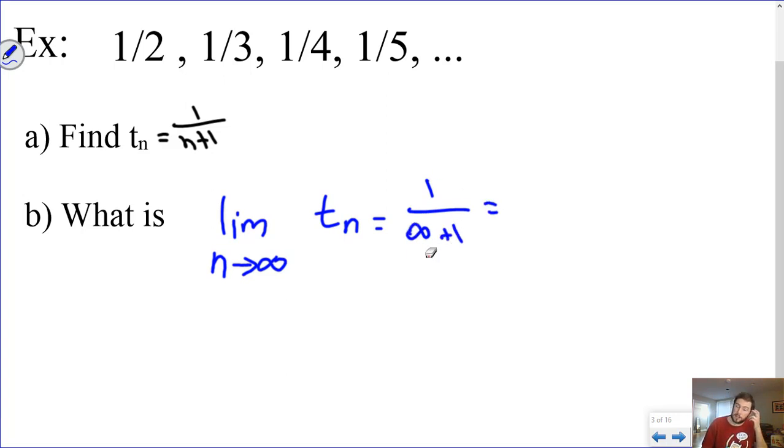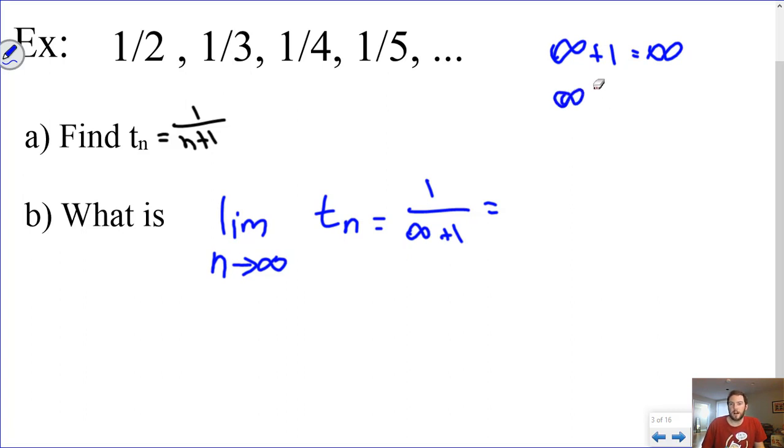Now, infinity is an interesting thing. It's not really a number. Infinity is a concept, so it doesn't quite follow the rules you would expect when we're talking about numbers, right? So, in other words, for example, infinity plus 1 is just equal to infinity.